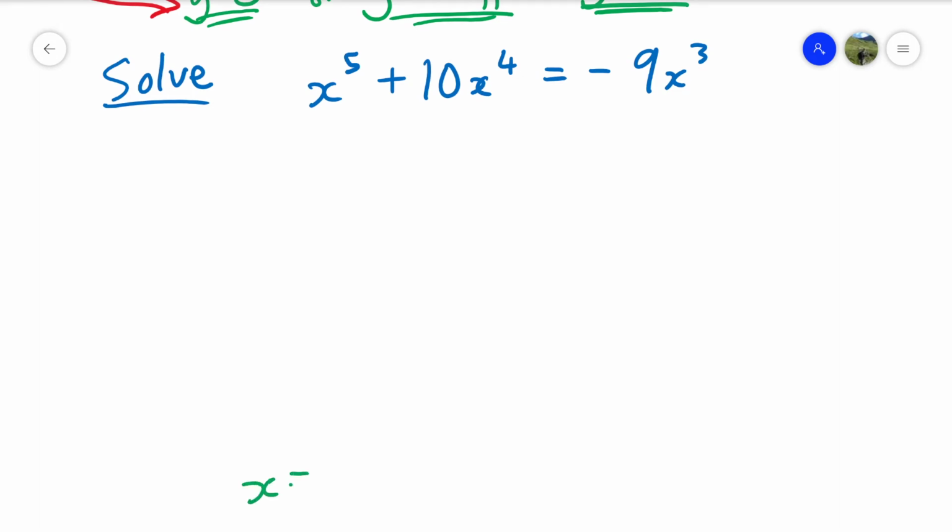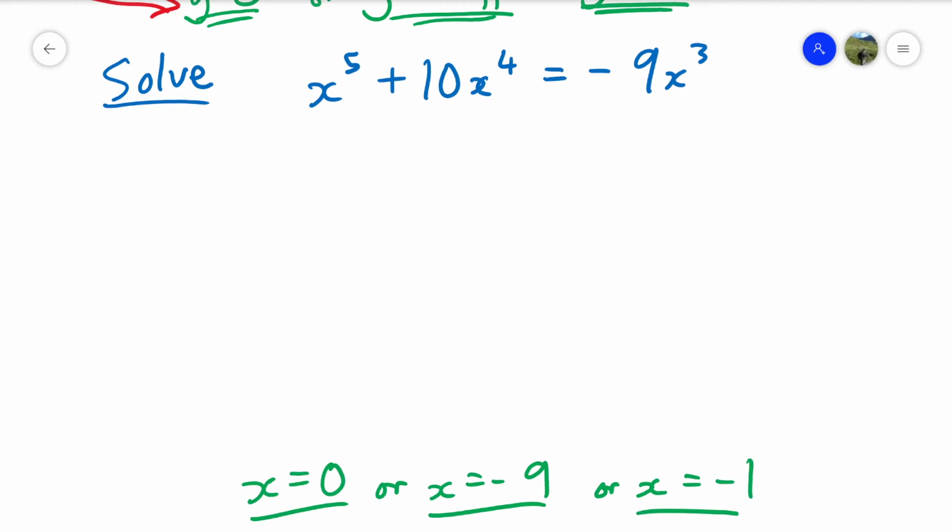And the answers are x equals 0, or x equals minus 9, or x equals minus 1. Okay, we've got three different objects, an x cubed, an x to the 4, and an x to the 5. Therefore, in theory, it can't be done as only one equation. But it looks like a good candidate for the trick, doesn't it? Where you factorize to make it into a bunch of things multiplied together.